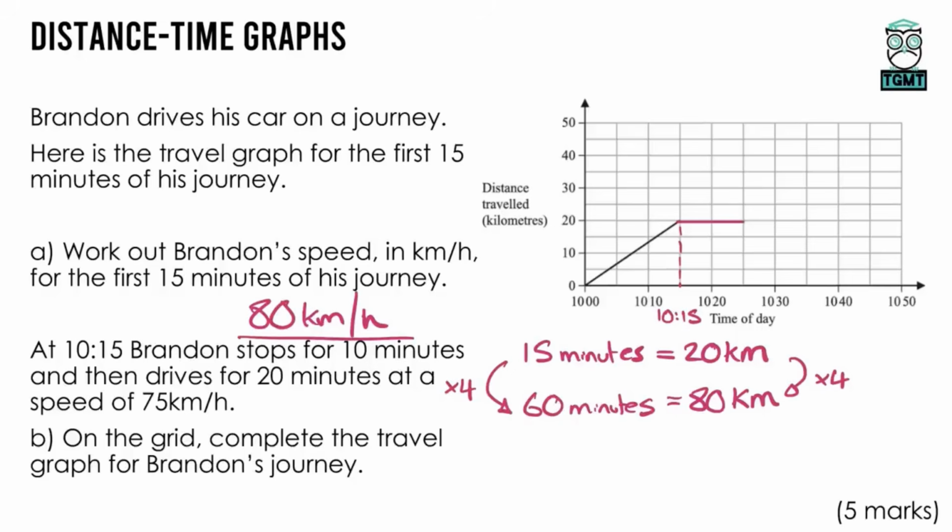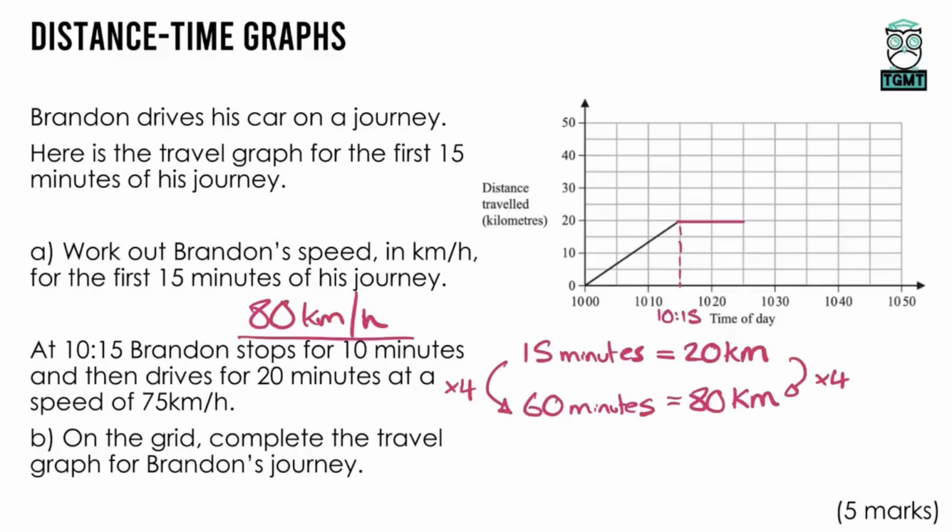And then he drives for 20 minutes at a speed of 75 kilometres per hour. Now, it doesn't say that he drives home, it says he continues driving. So our distance time graph is going to keep going upwards. Or in other words, it's going to keep going up to here somewhere. We just need to figure out exactly where it's going to go. So, 20 minutes at a speed of 75 kilometres per hour.